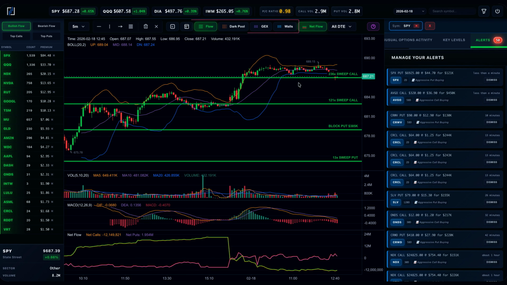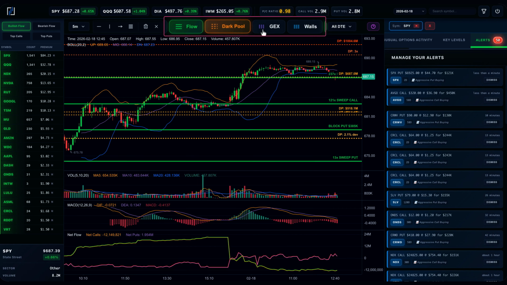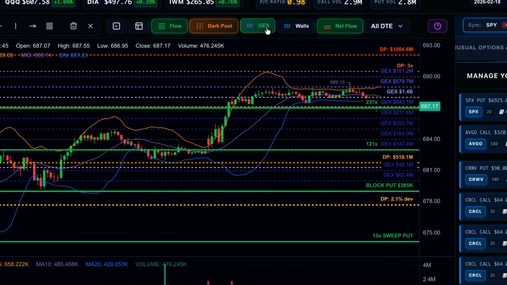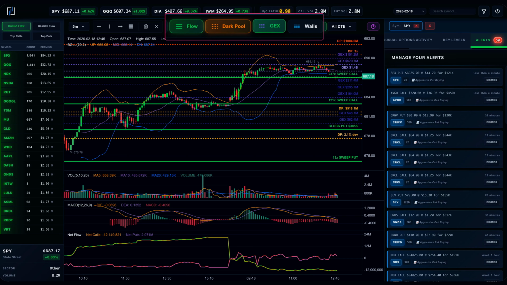The terminal also displays key support and resistance levels. Support and resistance are important price levels, identified from options and flow. Dark pool support and resistance show where big dark pool trades have occurred. We can use gamma exposure to see where dealers might be hedging and where the flip zone is. These various support and resistance features rely on different kinds of options data.